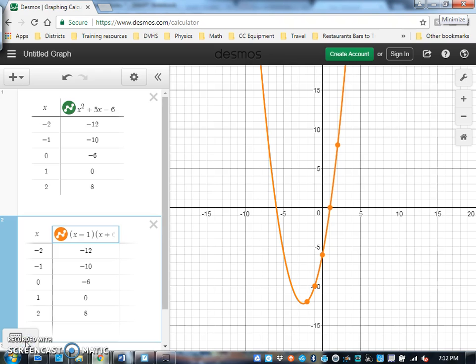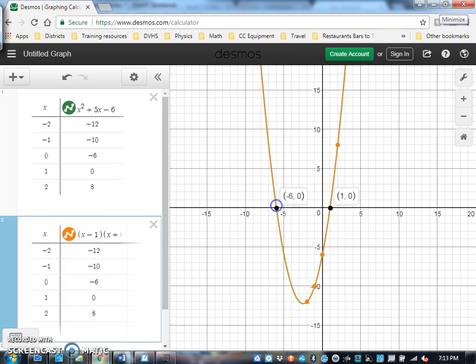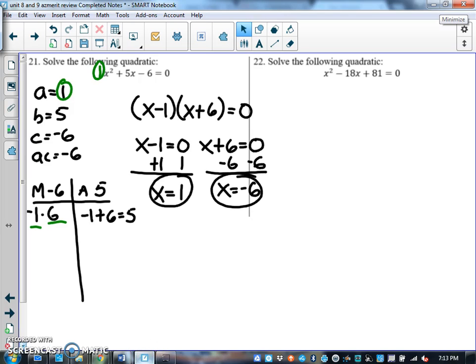Okay, just really briefly here, I put both of my equations into Desmos. This was the original equation. The bottom one here is the factored equation. They both have the same tables, the same values in the tables. I look at my function here. I click on the x-intercepts. That works for both equations, or both functions, because they're the same thing. And I get negative 6, 0, and 1, 0, which were my answers back here.